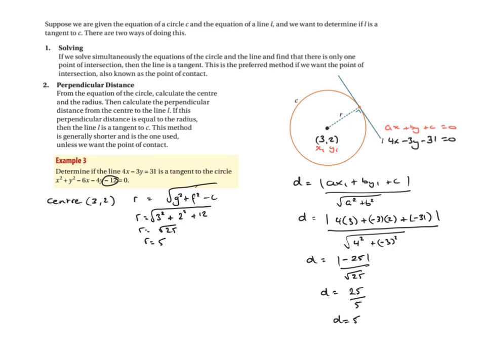Now, as the distance from this tangent to this point is the same as the radius of the circle, which we've worked out from here, this means that this is a tangent. So as d is equal to r, this implies tangent. If d was greater than r, then the line would be out here somewhere. If d was less than r, it would be inside the circle here. And that's it, boys.